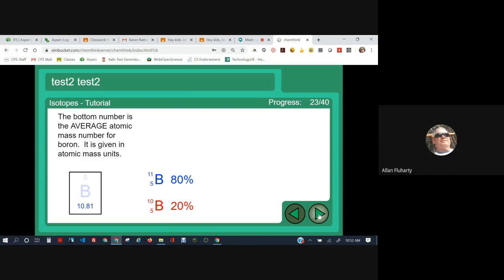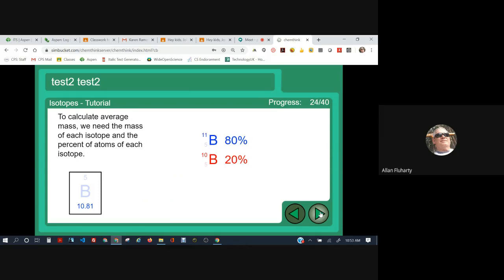The bottom number is the average atomic mass for boron. It's given in atomic mass units. So this is kind of a fake number. Typically the unit for mass would be pounds or kilograms or grams, but in this case we use atomic mass units, and it's based on the number of protons and neutrons. That's what we mean by atomic mass units. To calculate the average mass, we need the mass of each isotope and the percent of atoms in each isotope.